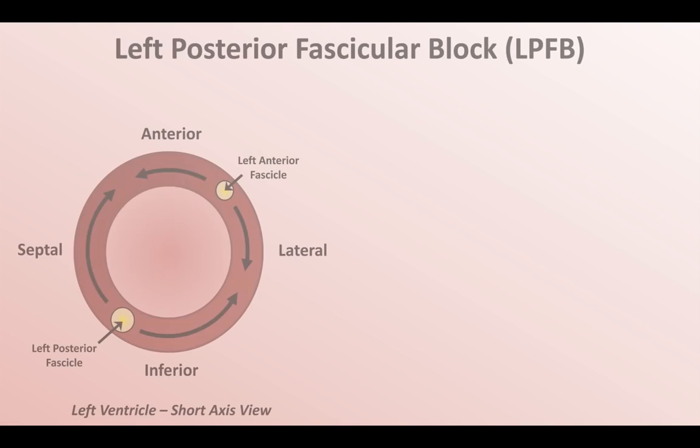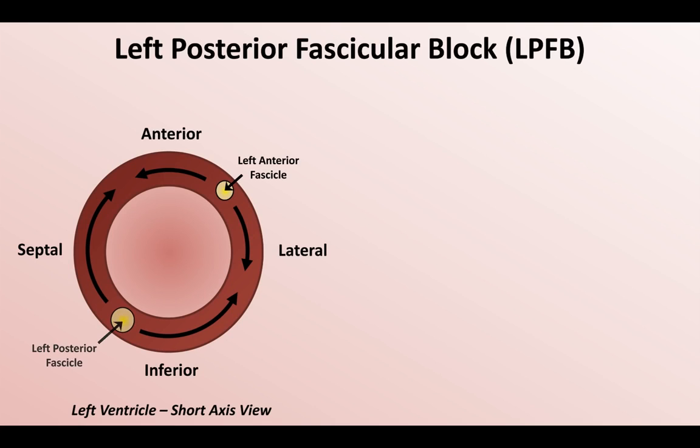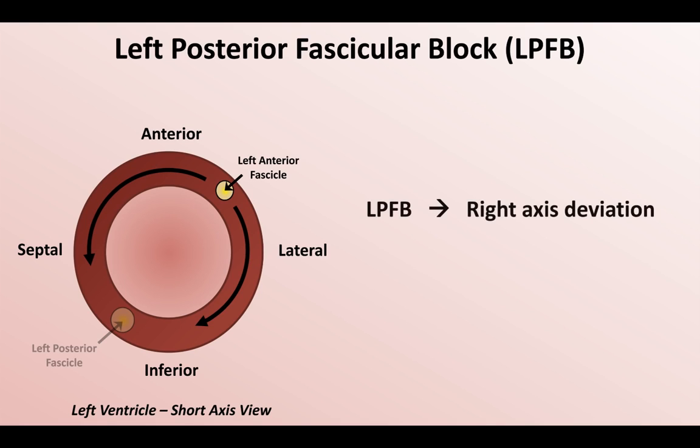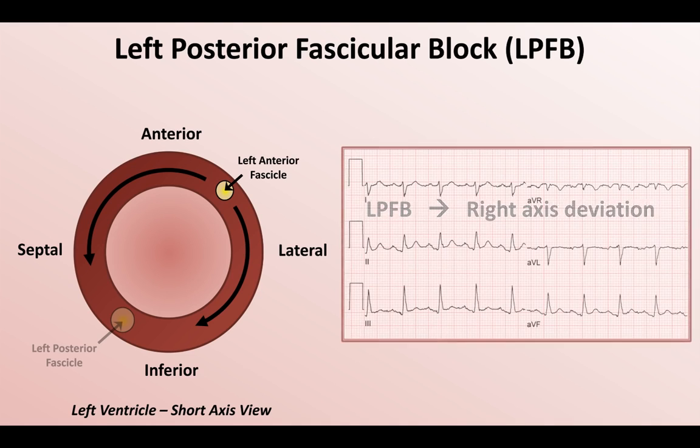In left posterior fascicular block, which is much less common, the left ventricular myocardium is depolarized solely from an anterolateral direction, which results in a right axis deviation. Here is an example.